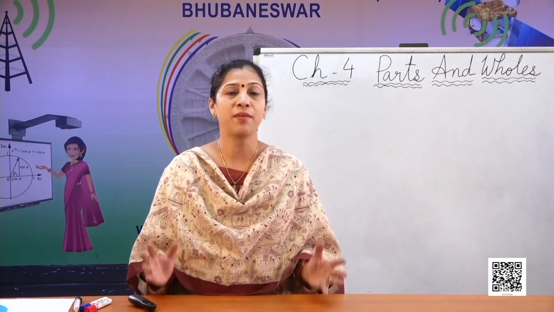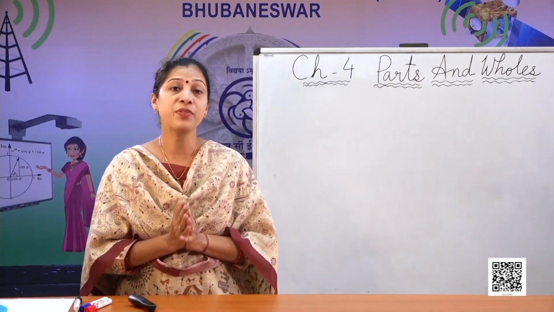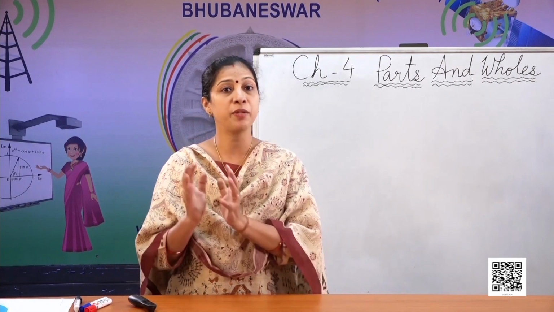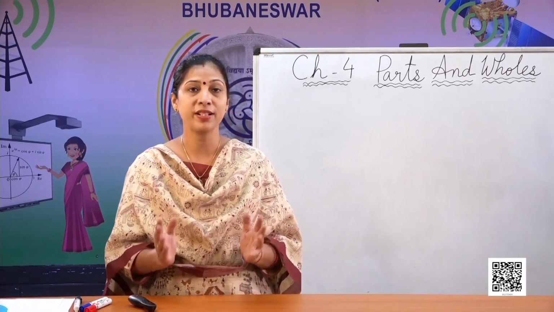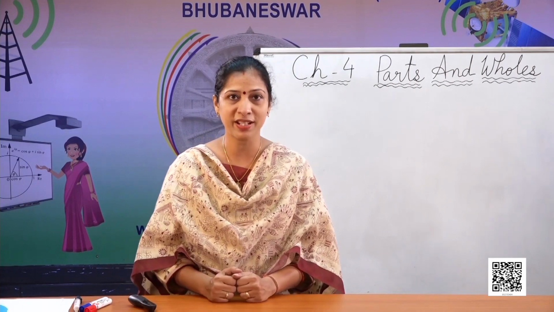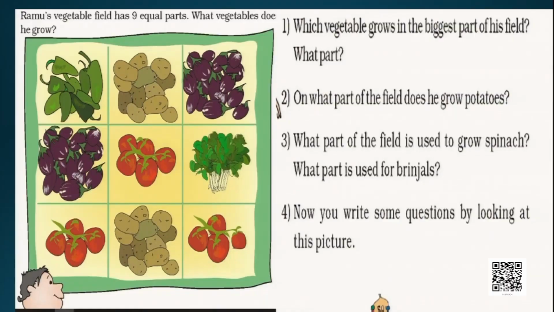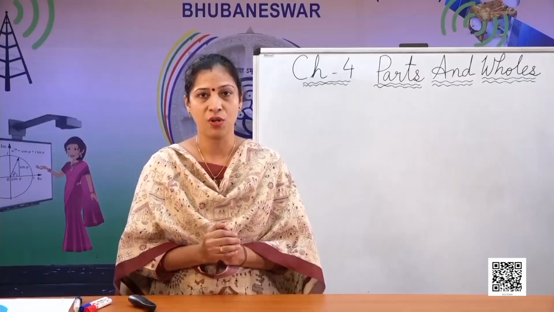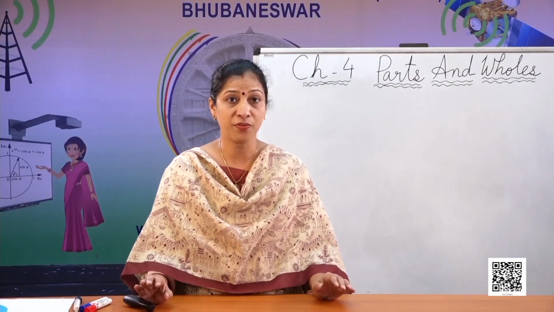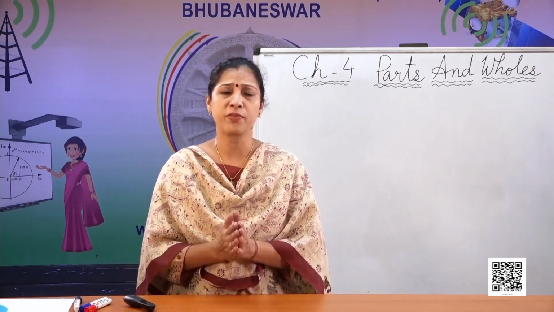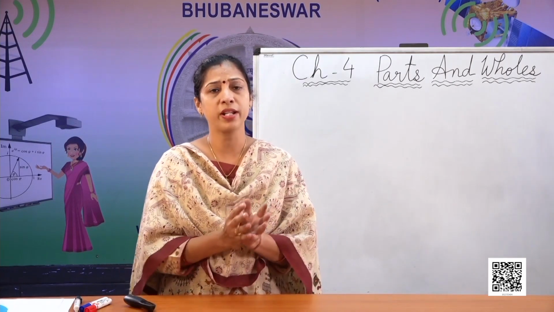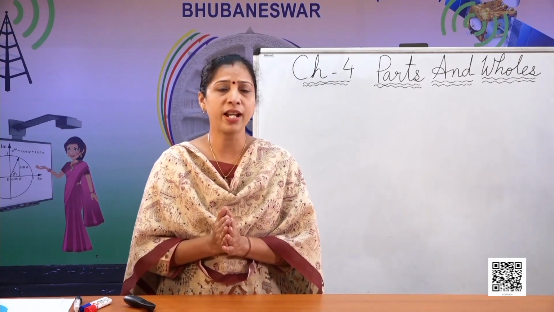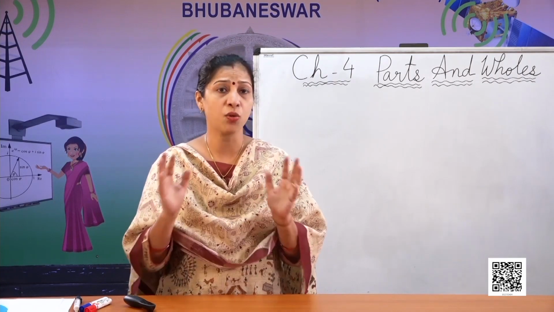So when we have to compare the parts, we have to first find out what the different parts are. Now tell me children, what are the different vegetables grown over here? Yes, the different vegetables are chili, potato, brinjal, tomato and spinach. These are the things which he is growing right now. So for that we have to find out which vegetables are being grown in which part. To do that, let's count how many total parts there are.